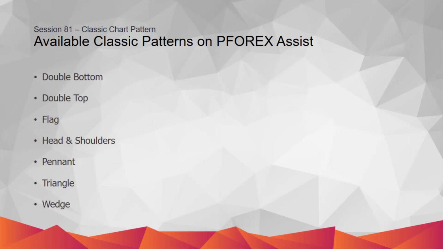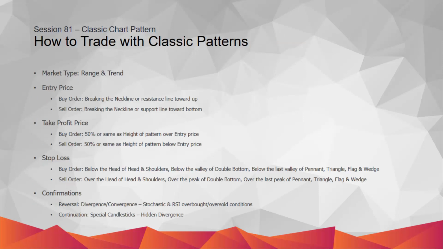The classic chart patterns can be divided into two main categories: reversal and continuation. The provided strategies include both formats to meet all trading preferences. Now let's check the specification of classic chart pattern strategies. They are suitable for range and trend markets. They can be implemented on all symbols and all time frames.